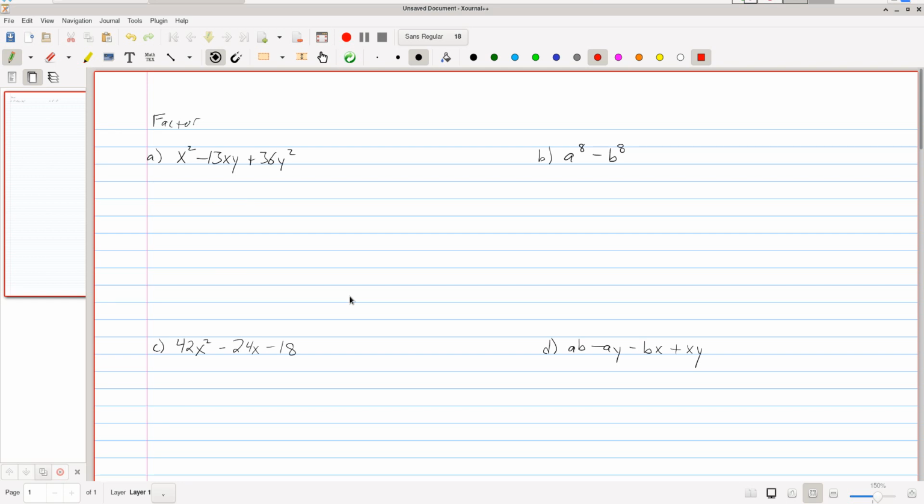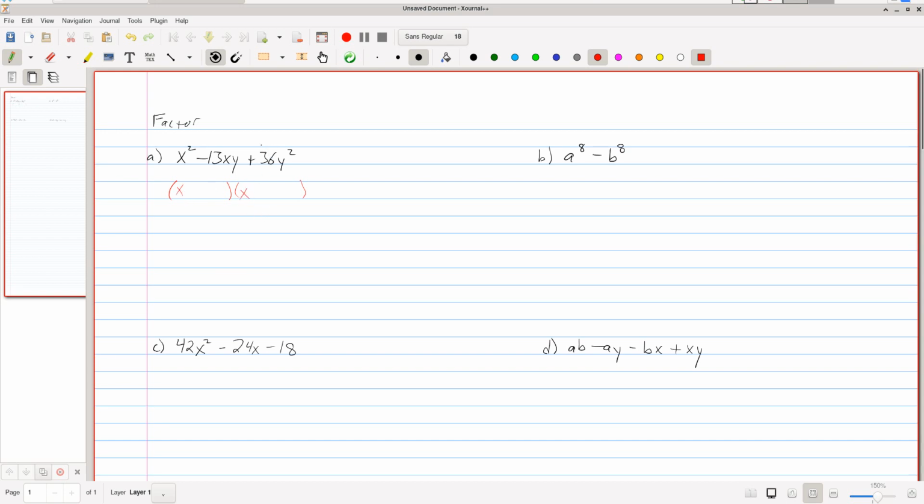Factor each of the polynomials. A, x squared minus 13xy plus 36y squared. I see there's no common factor, so I'm going to start by assuming this looks like the product of two binomials. X squared must come from x times x.